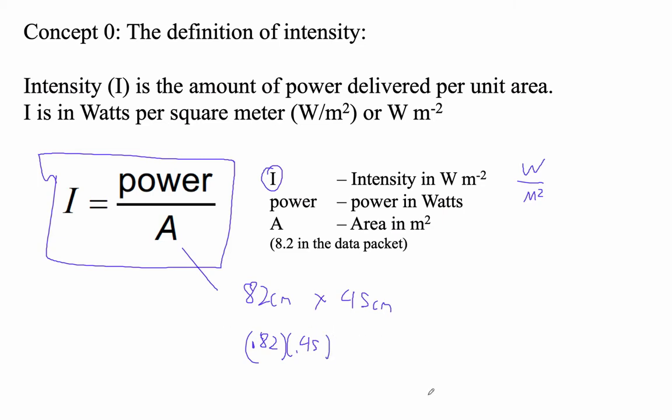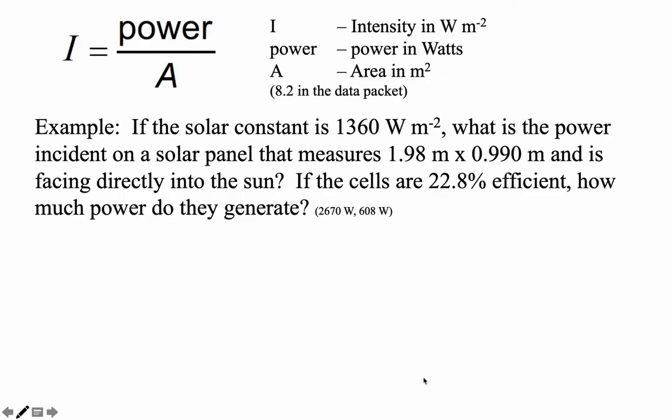Okay, let's do an example of this here. If the solar constant, so this is kind of fun, right? This is the intensity of the sun, this is New Mexico on a clear day or something like that. And by the way, it's really not a constant.